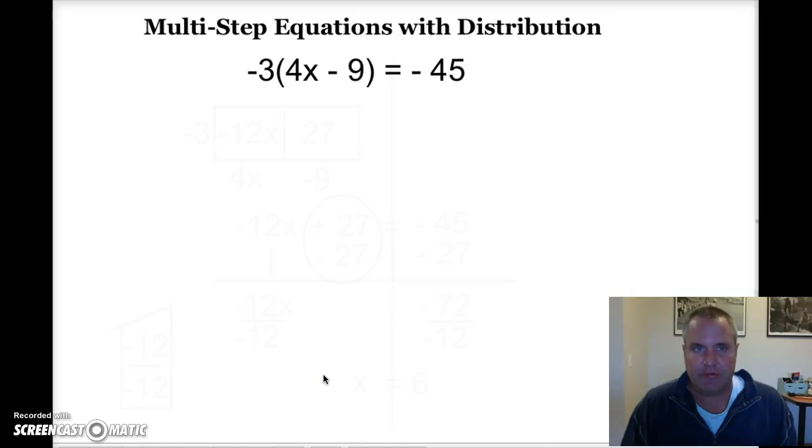This is going to be a video to help you do multi-step equations with distribution. The problem I'm going to solve is negative 3 times (4x minus 9) is the same as negative 45.